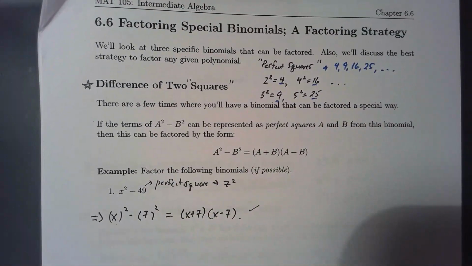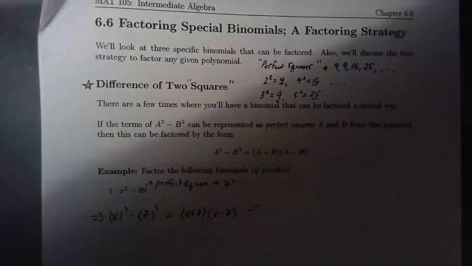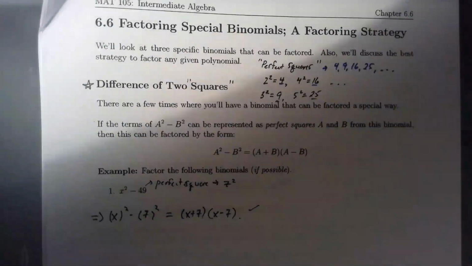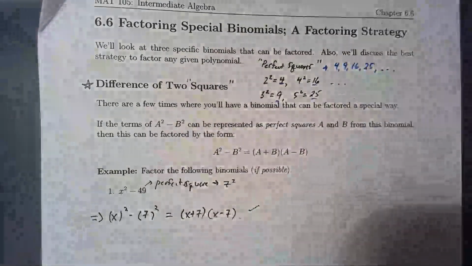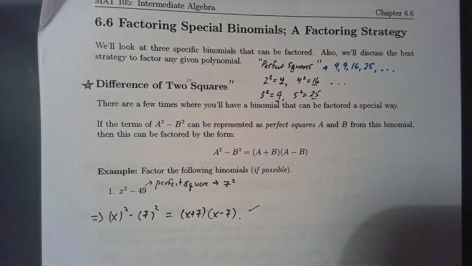So the last section in chapter 6, which is 6.7, we're going to actually start solving polynomial equations. So what happens when we set these things equal to something? We haven't looked at that yet, and that's what we're going to look at in 6.7. So that's the end of this video.